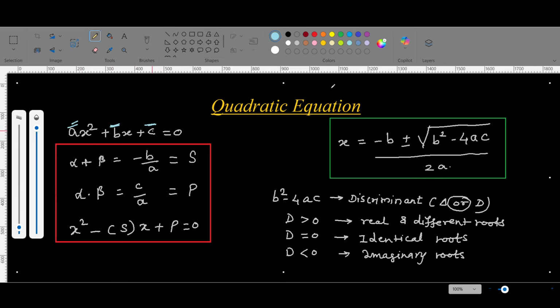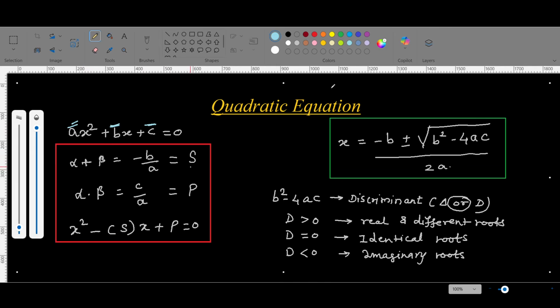So the quadratic equation is arranged in the decreasing order of the degree, where the highest power is written first, the first power is written later, and the constant is written at the last. Alpha and beta are the solutions or roots of the quadratic equation. They are also called the zeros of the polynomial or zeros of the quadratic. The sum of these roots is given by negative b over a, where b is the coefficient of x and a is the coefficient of x squared.